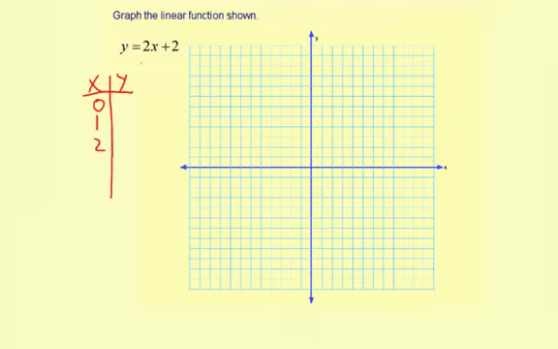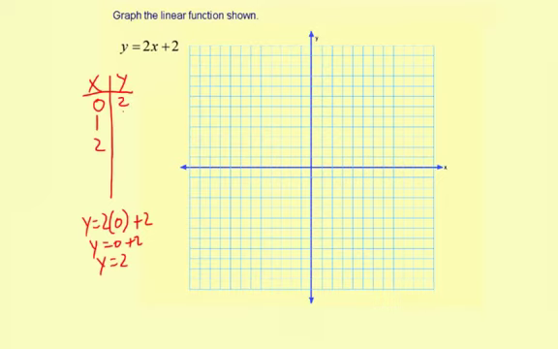So I'm going to input a 0 here and see what happens. So it's y equals 2 times 0 and then plus 2. So y equals 2 times 0 is 0 plus 2. So y equals 2. So input of 0, output of 2.